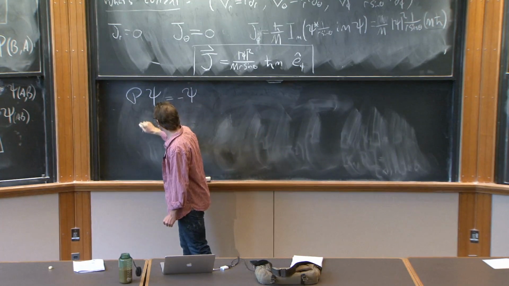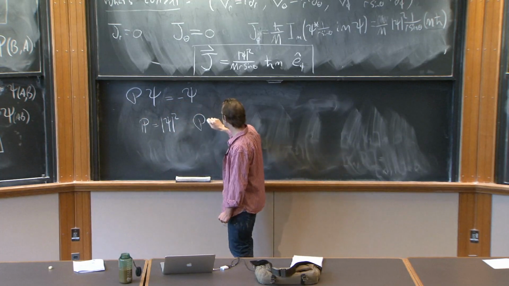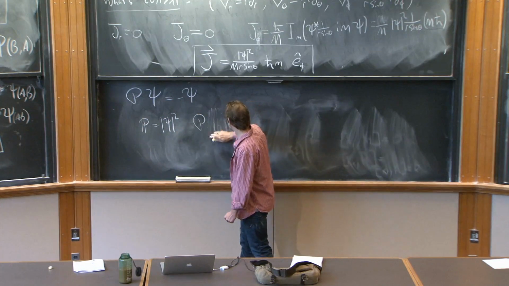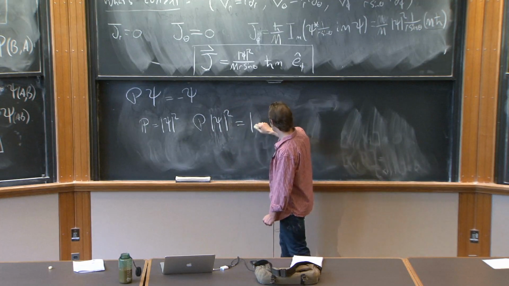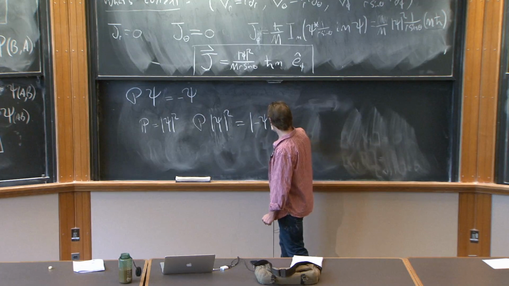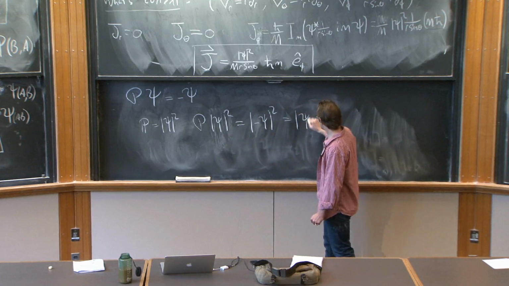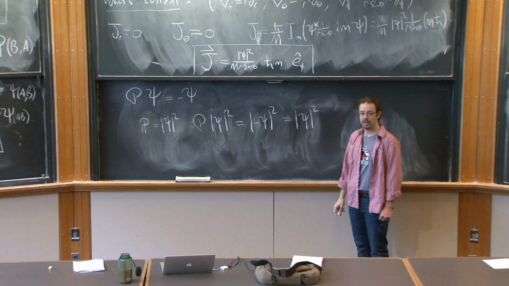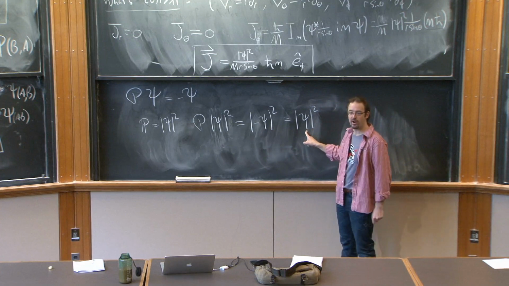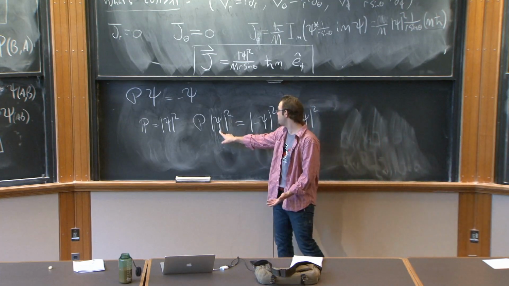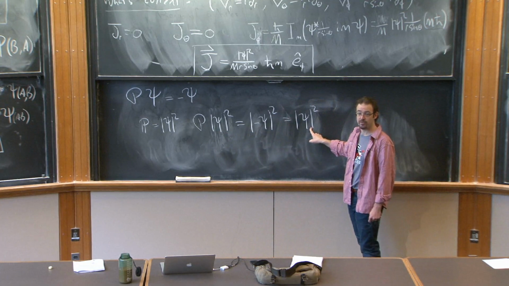Now, the probability is equal to psi squared. And so P on psi, or sorry, P on psi squared is equal to minus psi squared. We take each psi, it goes to minus psi. But this is just equal to psi squared. Who asked the question? Right, okay. So it leaves the norm squared invariant. So it's okay to have a minus 1 eigenvalue under P, because that doesn't change the probability distribution. The probability distribution is left invariant.